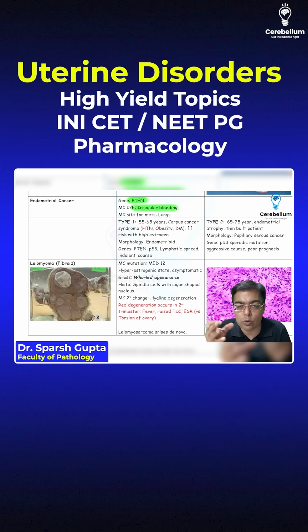Patients in the age group of around 55 to 65 would have too much estrogen exposure. For example, hypertension, obesity, and diabetes are the ones associated with type 1 cancer. So type 1 cancer is associated with hyperplasia-associated endometrial carcinoma, and type 2 is associated with atrophy-associated endometrial carcinoma.